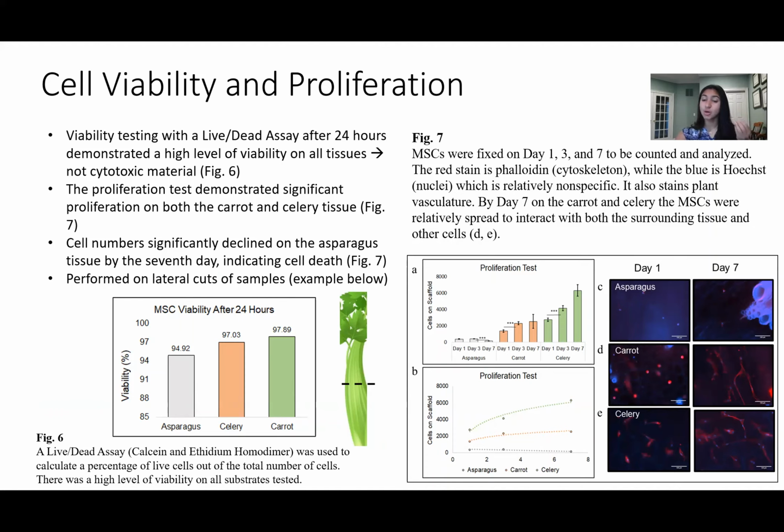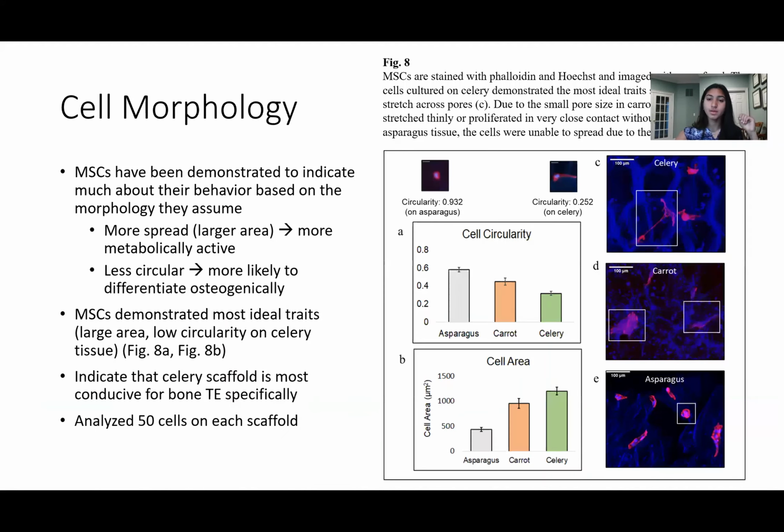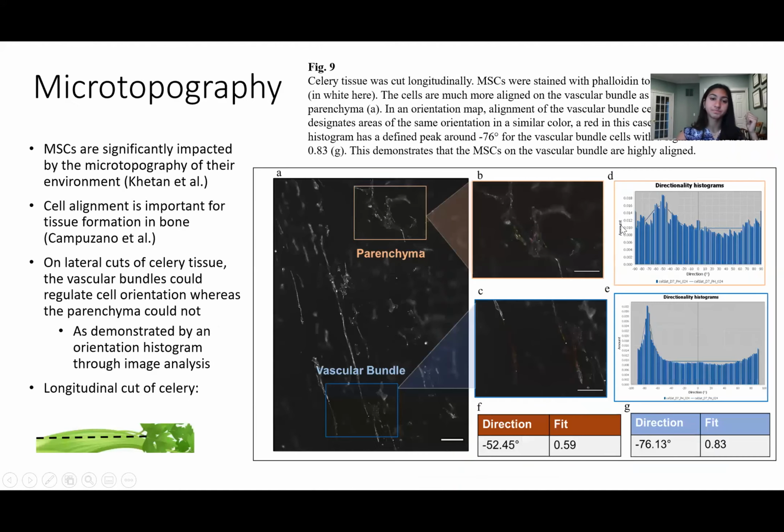And this indicates that cell behavior on plant scaffolds is dependent on the microtopography of the species the cells are cultured on. The next thing I looked at was cell behavior in terms of morphology. I was looking for the cells to be less circular and more spread, both of which I saw on the celery scaffold, and this is due to the larger pore size of the celery tissue. These pores allowed the cells to spread across the pores and assume this less circular and more spread morphology.